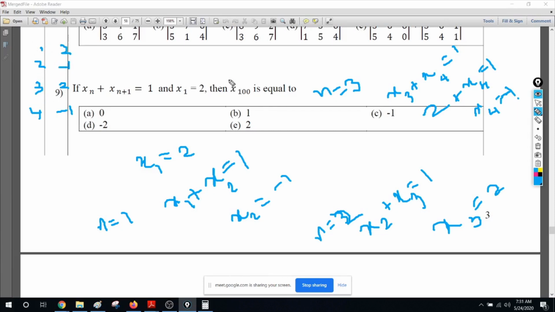Now what they ask is x100. Of course 100 is even. When it is even, it is going to be minus 1. So the answer is minus 1. If they ask what is x101, it is going to be 2, because it's a 2, minus 1, 2, minus 1 oscillatory sequence.